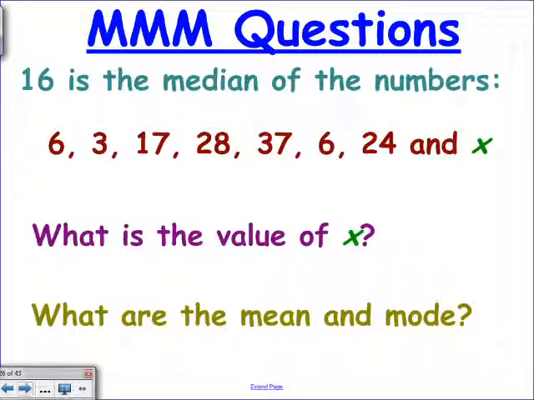Okay. So wrapping up mean, median and mode. It's not a nasty question, but it goes back to what you've just done on medians. 16 is the median of those numbers. One of the numbers we don't know what it is. We're calling it x. What I want you to do is find the median, and once you get the value of x, what are the mean and the mode for that data?